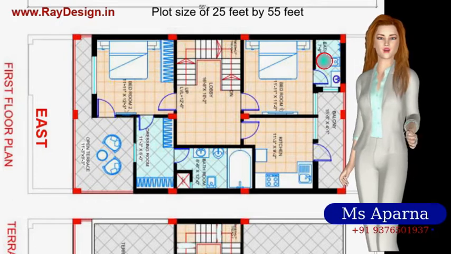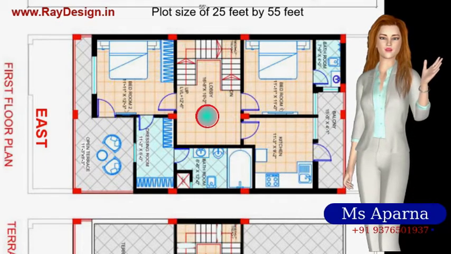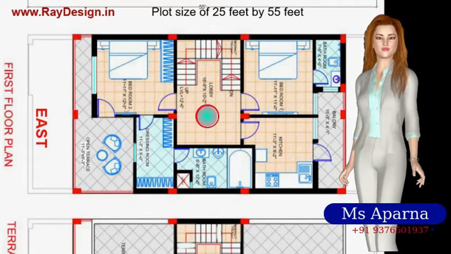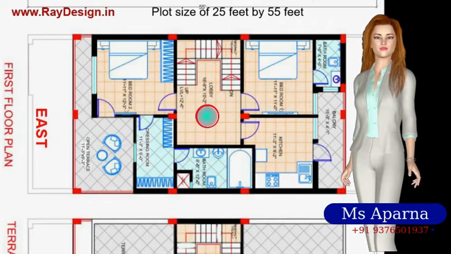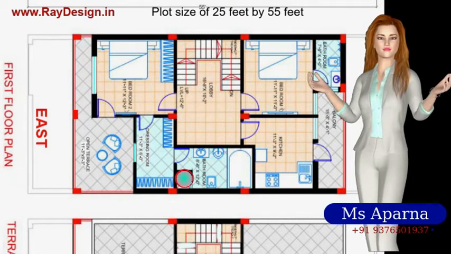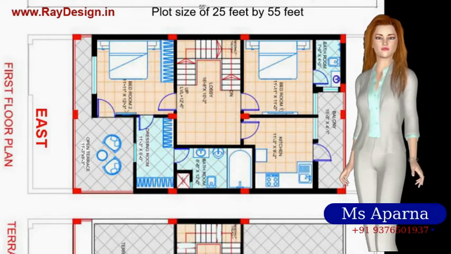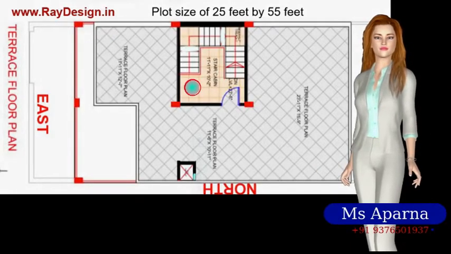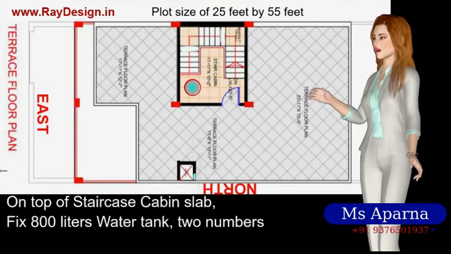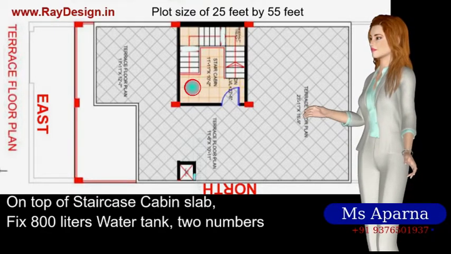The staircase as usual will continue from the ground floor to the first floor, and from the first floor to the top floor terrace. The bathrooms need to have a continuous cutout till the top floor for better ventilation. The top floor has a staircase cabin. Above the staircase cabin slab, fix 800 liter water tanks, 2 numbers.